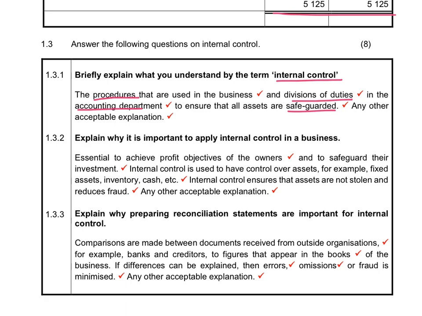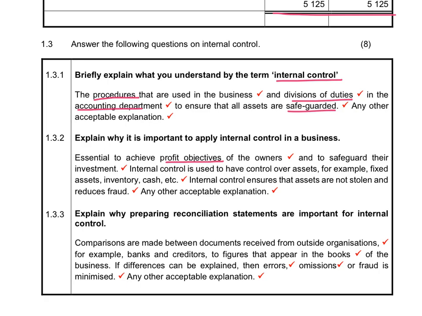Okay, the second one, explain why it is important to apply internal control. Essential to achieve the profit objective. So if you don't do this and money is stolen or goods are stolen, it means that you won't make the profits that you are supposed to make. So this internal control will help the business to achieve this profit objective and make the profit that you want to make.